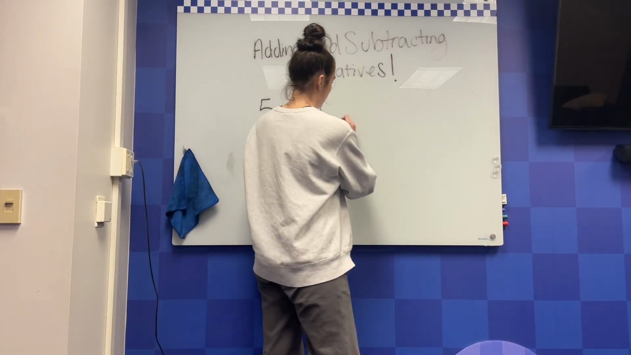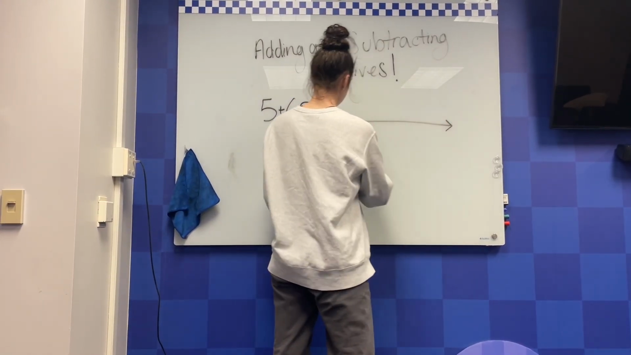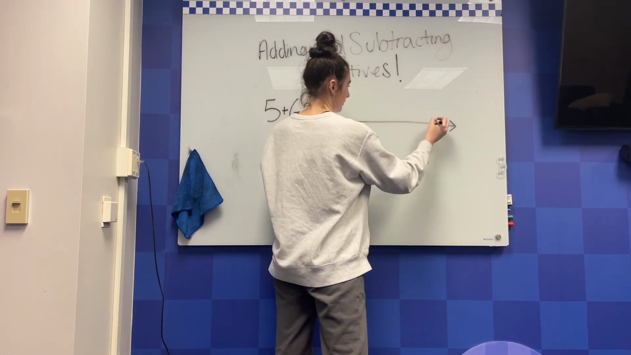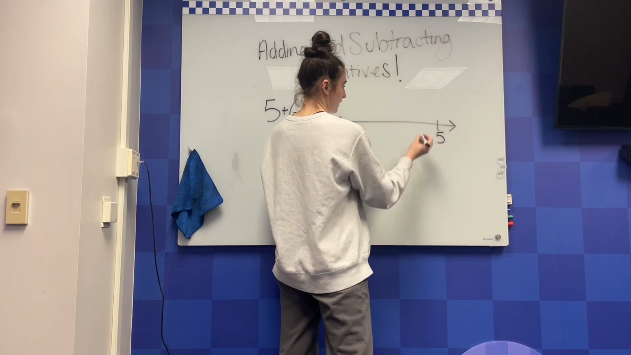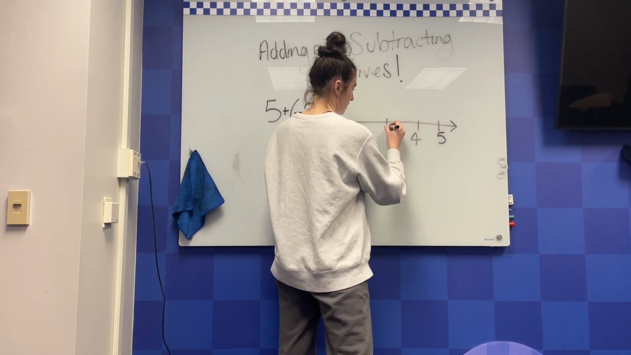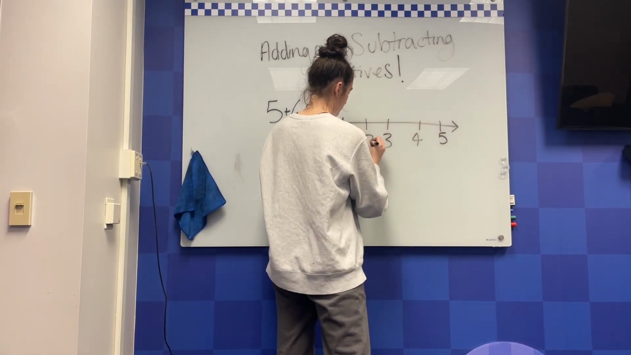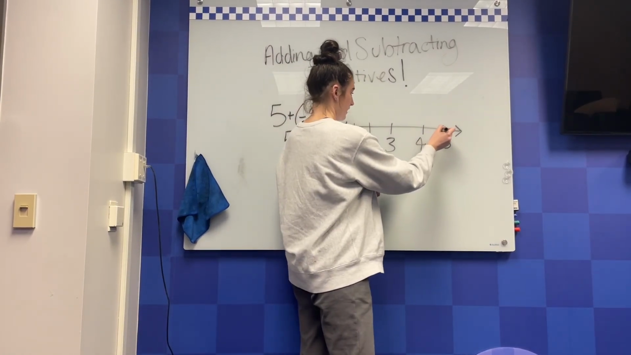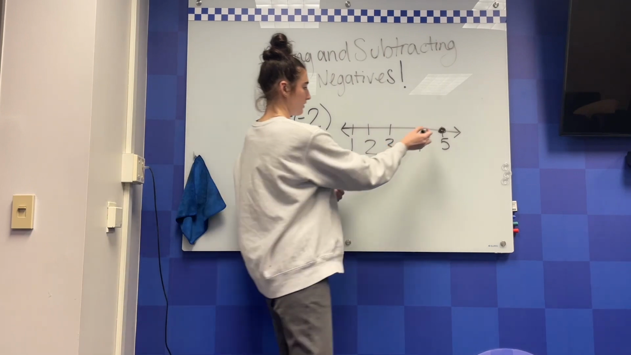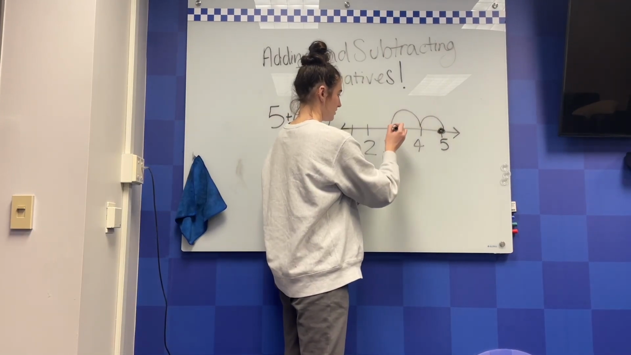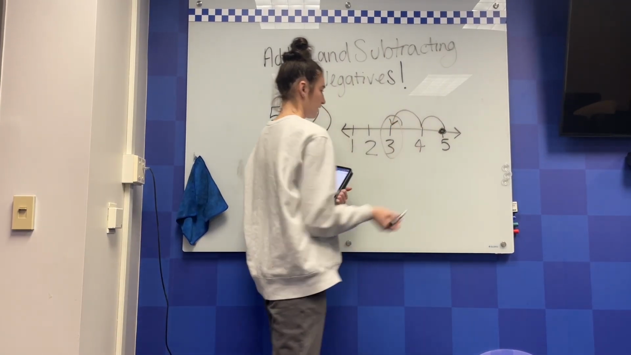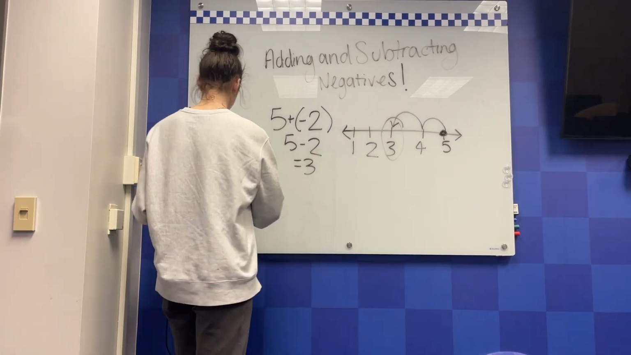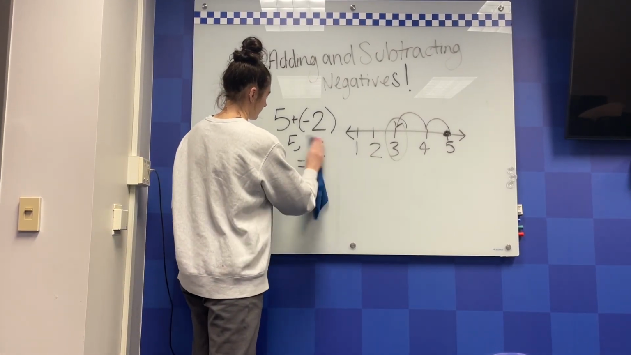So then we're going to draw out our number line. And we're going to start with 5. That's where we're starting. And again, we're just subtracting 2. So 1, 2. So our answer is 3. Next problem.